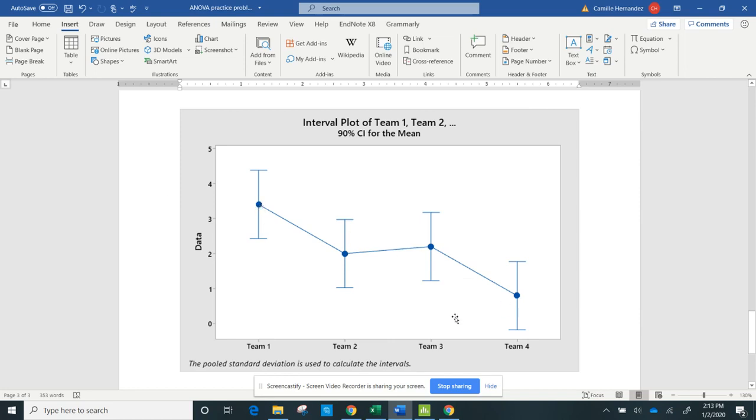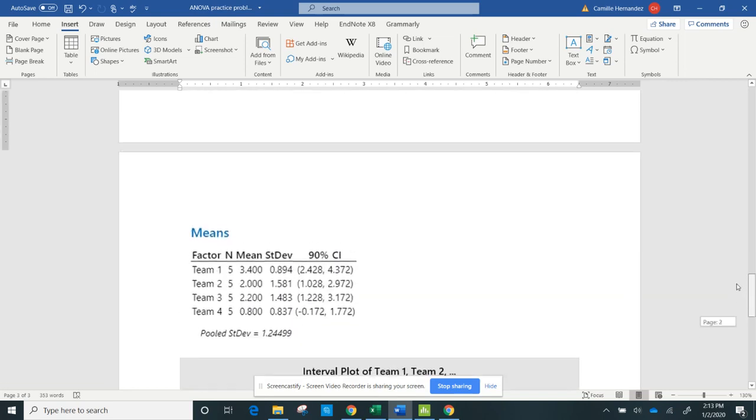If I compare those together, they're different. So that's another thing I need to think about. But there could be differences in 3 and 4, or even 3 and 2. Those kind of things I need to look at. But that's why I use a post hoc test.